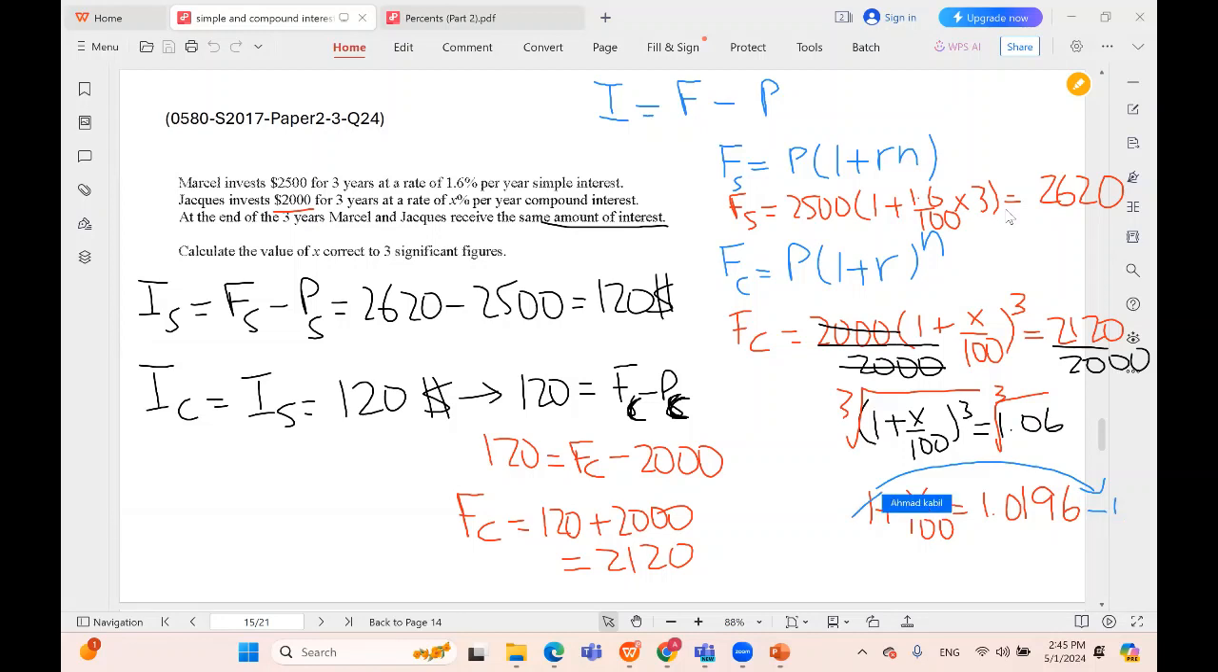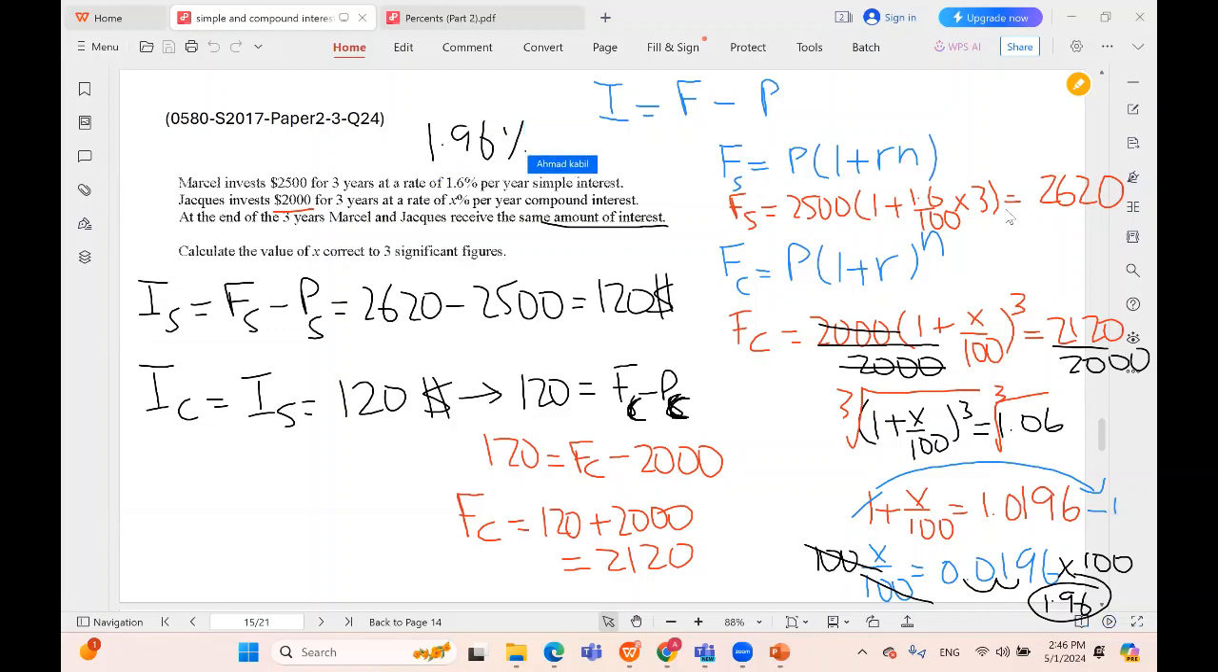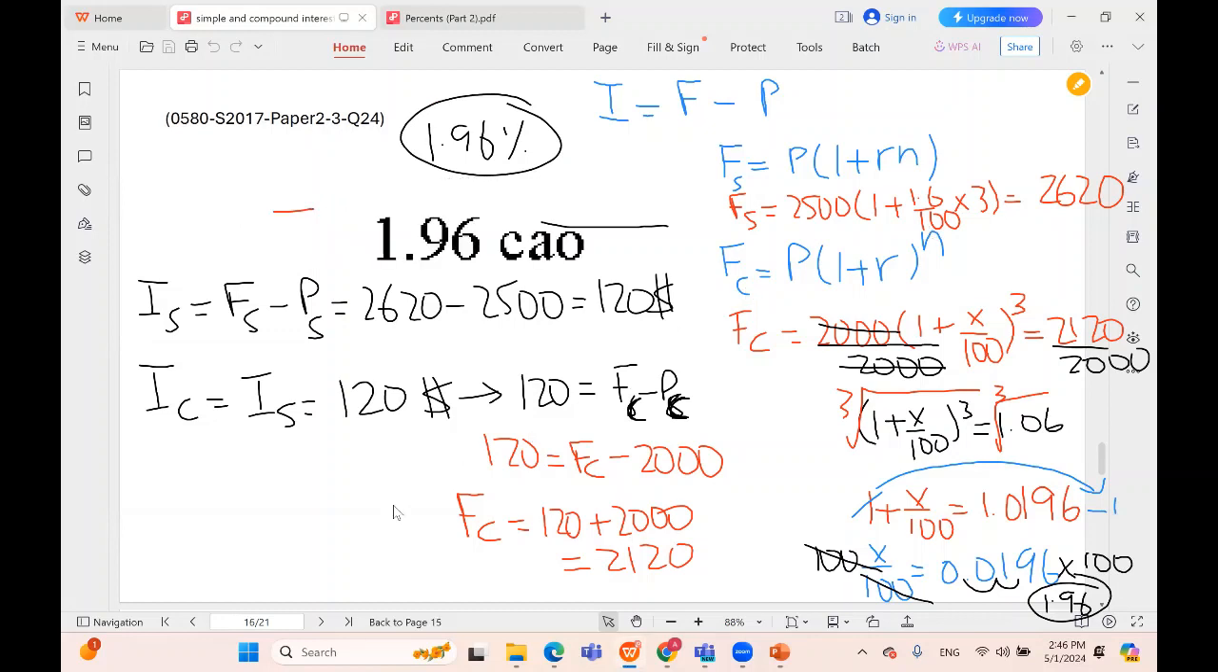So x over 100 equals 0.0196. And then we can multiply by 100 on both sides. So we move the decimal 2 spots here, so 1.96. So therefore, the value of x, the final value, is 1.96%. 1.96 is the correct answer here.